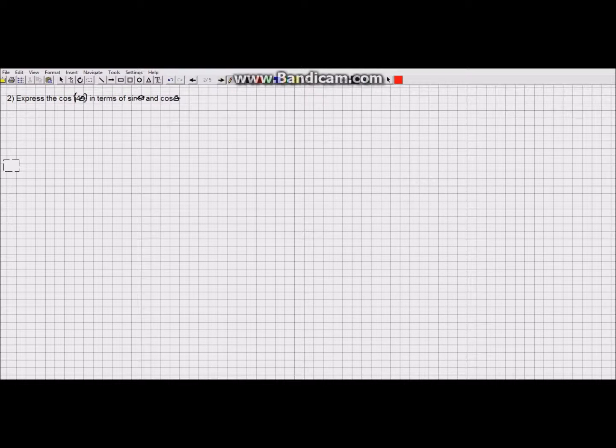In question 2, I want to express the cosine of 4 theta in terms of sines and cosines. It would be helpful to know the double angle formulas. So sine of 2 theta is 2 sine theta cosine theta, and the cosine of 2 theta is cosine squared theta minus sine squared theta. I can then use an angle addition formula and change the cosine of 4 theta into the cosine of 2 theta plus 2 theta.